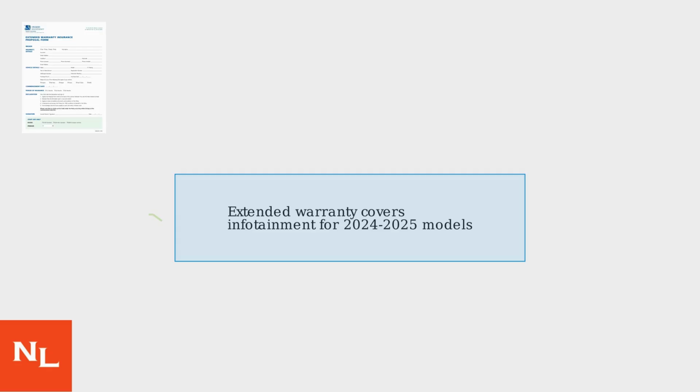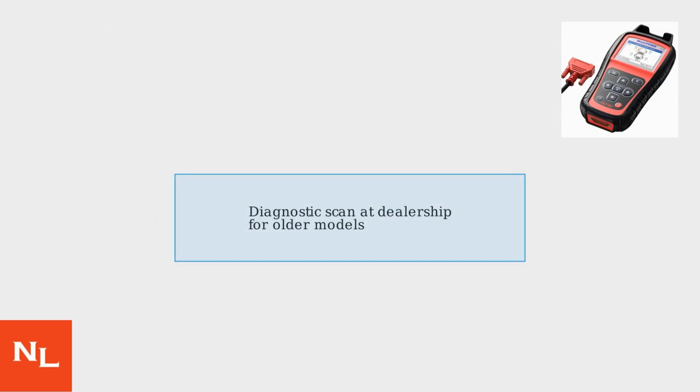For 2024-2025 models, check for extended warranties that cover infotainment failures. These provide additional protection beyond standard coverage. For older models, visit a Maruti dealership for a diagnostic scan during routine servicing. This can identify and resolve persistent issues.